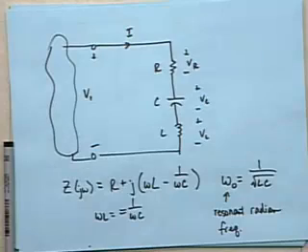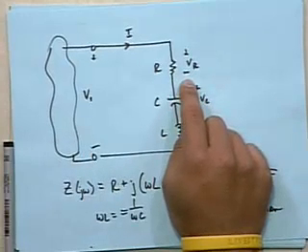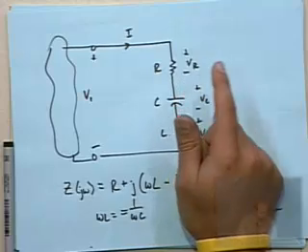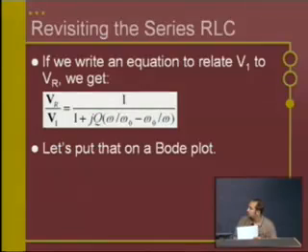So, if we go back and look at that series RLC circuit, the same one that we drew back here. And if we were to write an equation that relates this input voltage V1 to the output voltage VR, we would get this particular transfer function, which is up on the PowerPoint slide: 1 over 1 plus jQ times omega over omega naught minus omega naught over omega. That's the formula that you end up getting.